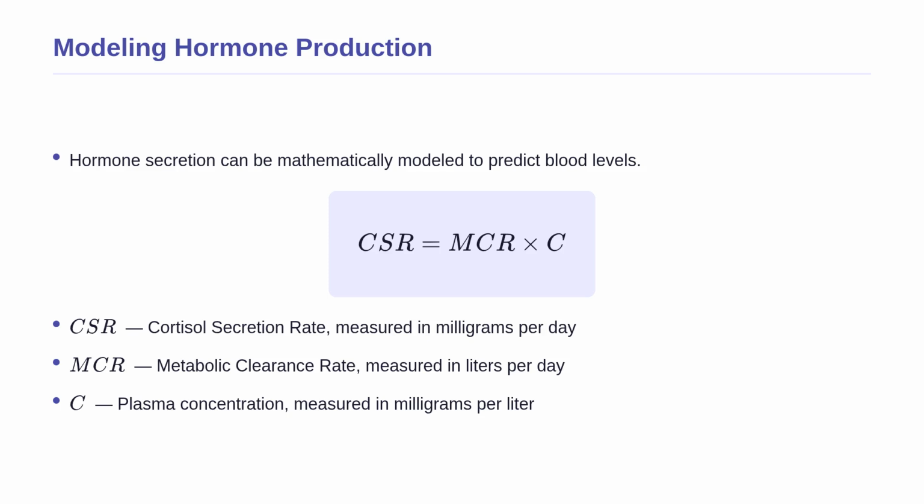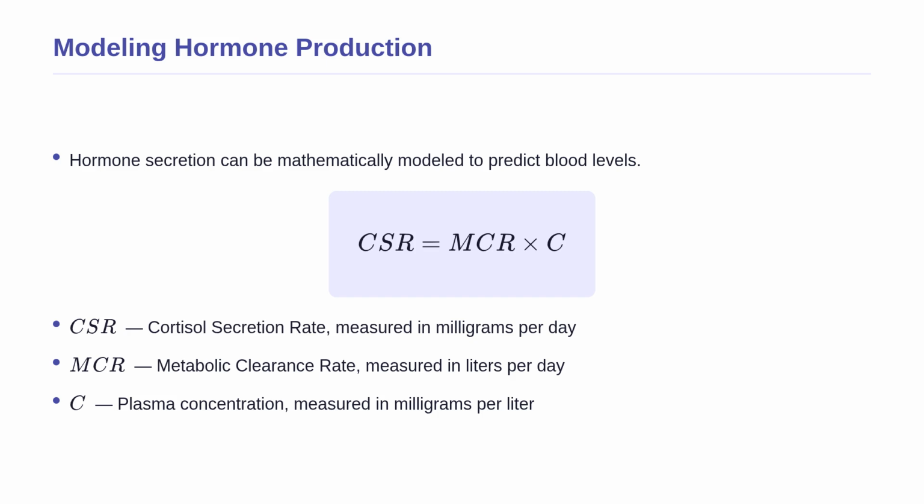To truly understand how these diseases impact the body, we must look at how hormone production is measured mathematically. The cells in the zona fasciculata secrete cortisol at a very specific rate to maintain balance. We model this using the cortisol secretion rate formula. In this equation, CSR is the total amount of cortisol produced per day.